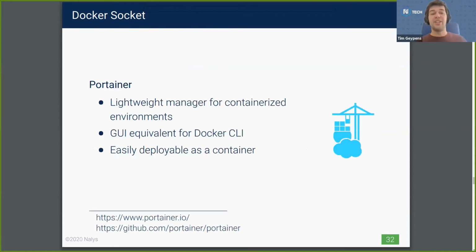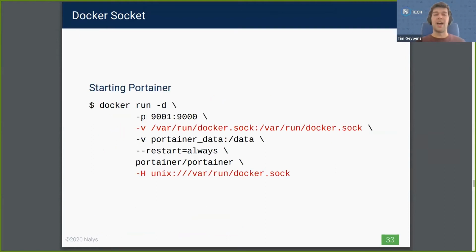Another tool that nicely shows how other third-party tools can actually use the daemon API is Portainer. Portainer is a very lightweight tool to manage your containers and images, but it takes more of a graphical user interface approach instead of the typical command line interface that you have with the Docker CLI. It itself is easily deployable as a container with the following command.